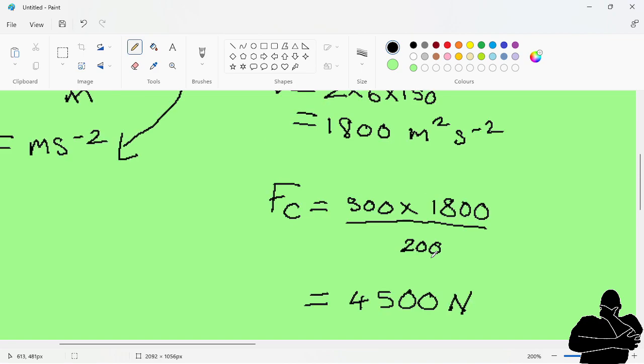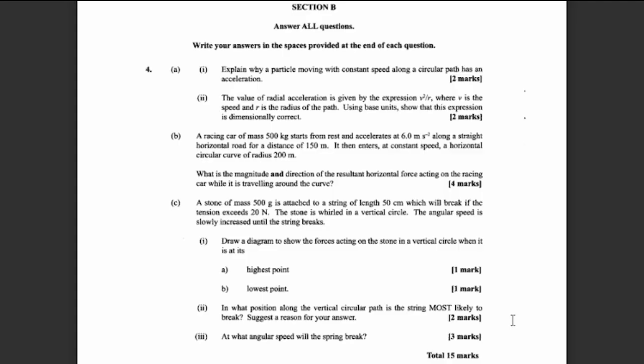The question also asks us to find the direction of the resultant force. Now, centripetal acceleration acts towards the center of the circular path. It stands to reason that centripetal force, which comes from centripetal acceleration, also acts in that direction. So the direction that the force would act is towards the center of the path. We're finished with part B.